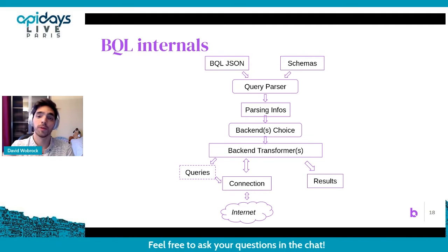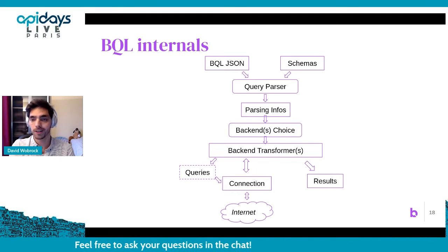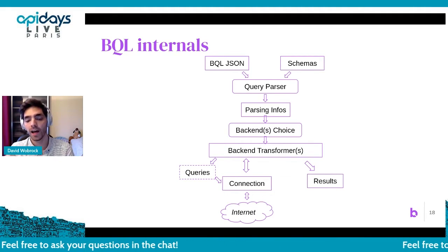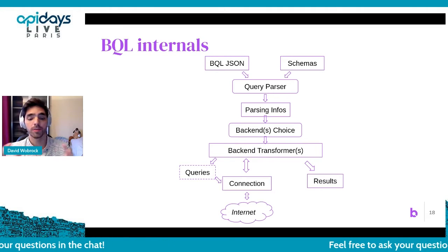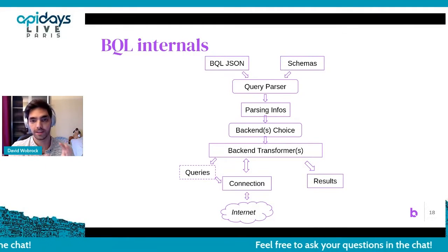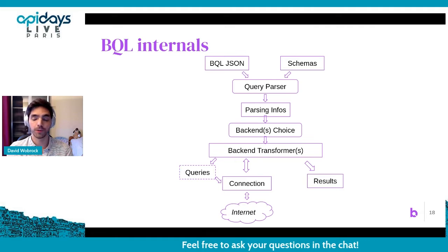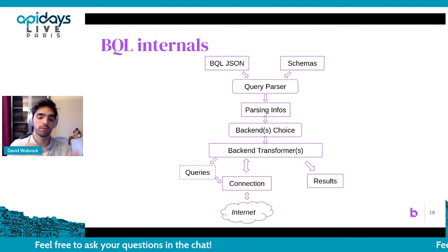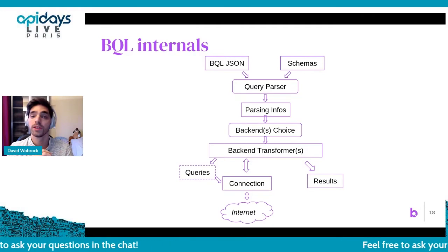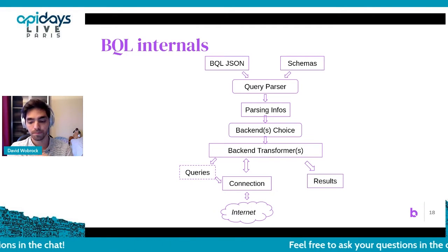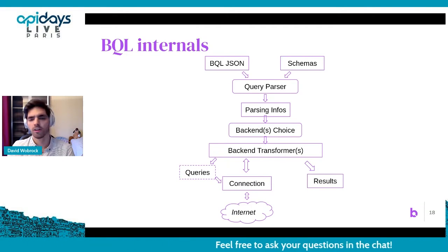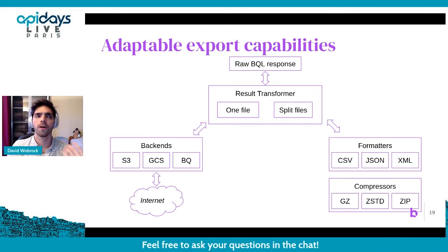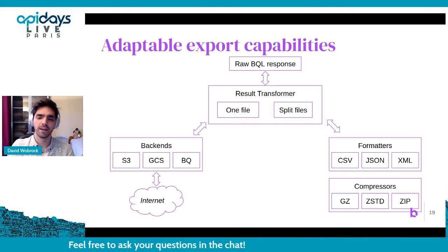So that's the job of the backend chooser, who's going to say, okay, here's the data, here's how I'm going to query it. And maybe it's going to be composed of multiple backends. And so it's going to create these transformers that will each handle a part of the query and maybe generate SQL queries if necessary and retrieve the data.